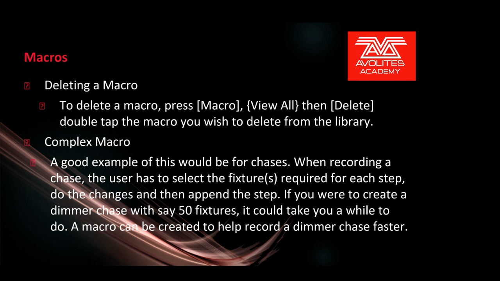A good example of this would be for chases. When recording a chase, the user has to select the fixtures required for each step, do the changes, then append the step. If you were to create a dimmer chase with, say, 50 fixtures, it could take a while to do. A macro can be created to help record a dimmer chase faster.